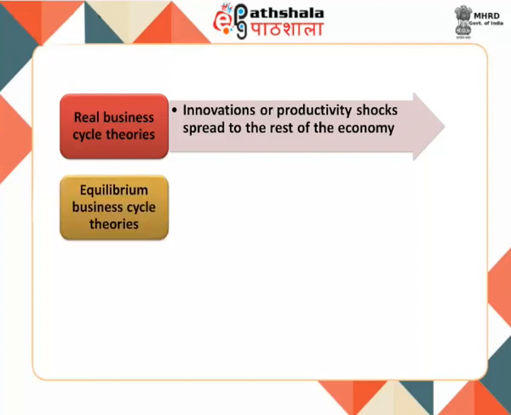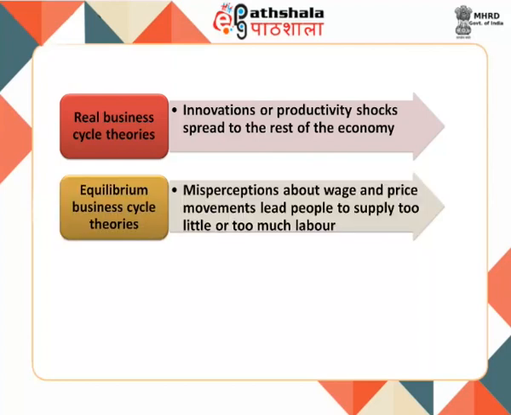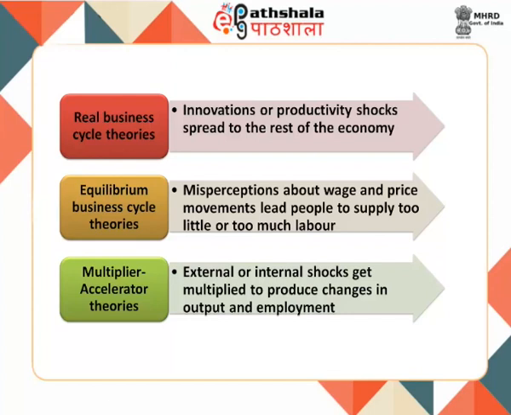Equilibrium business cycle theories: misperceptions about wage and price movements lead people to supply too little or too much labor. For example, workers often hold out in expectations of higher wages. Multiplier accelerator theories: here, external or internal shocks get multiplied to produce changes in output and employment.